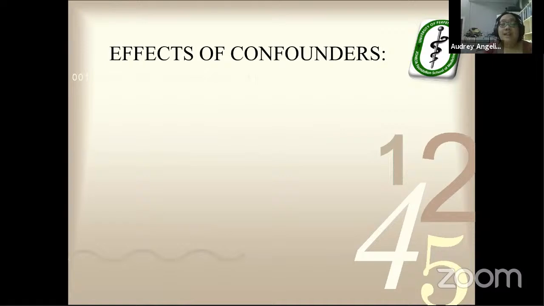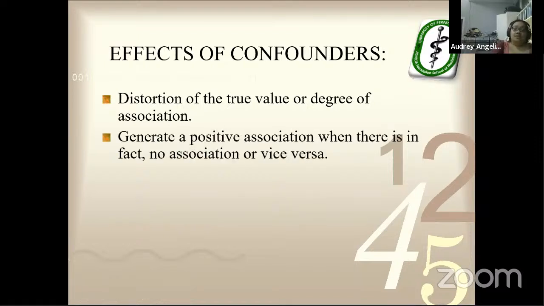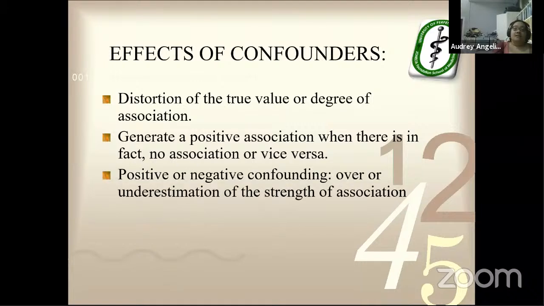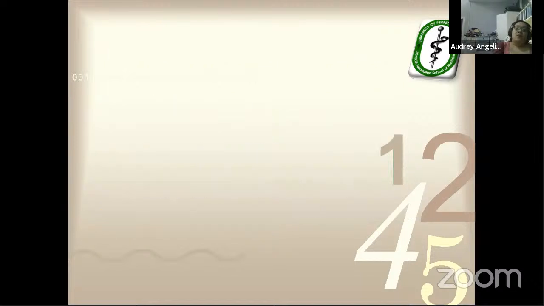And what will the effect of your confounders be? It distorts your true value or degree of association. So it can generate a positive association when there is in fact none. So positive or negative confounding could happen. There could be an over or underestimation of the strength of association, so the strength of association may either be reduced or increased.